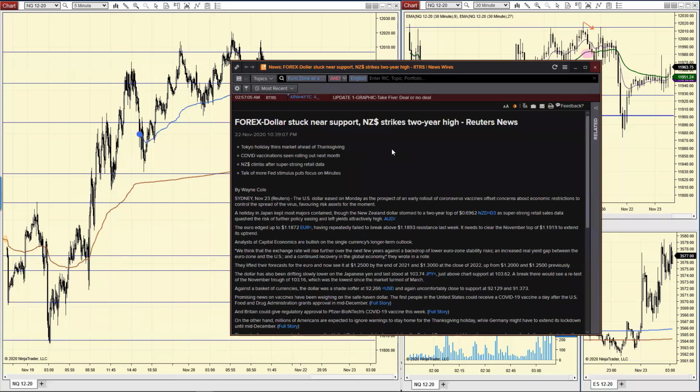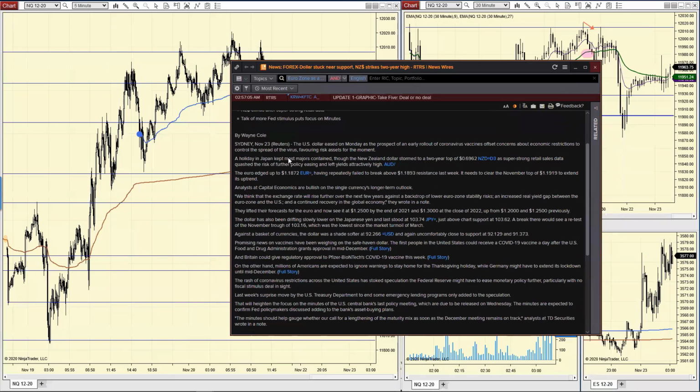And the dollar stuck near support. The dollar eased back on Monday as the prospects of an early rollout of coronavirus vaccines offset concerns about the economic restrictions to control the spread of the virus. Holiday in Japan kept most majors contained, though the New Zealand dollar stormed to a two-year high.